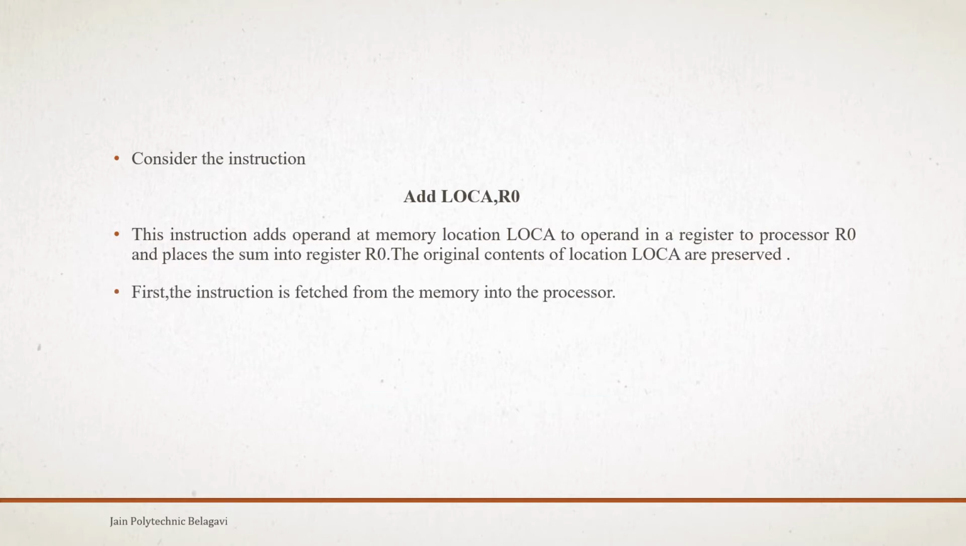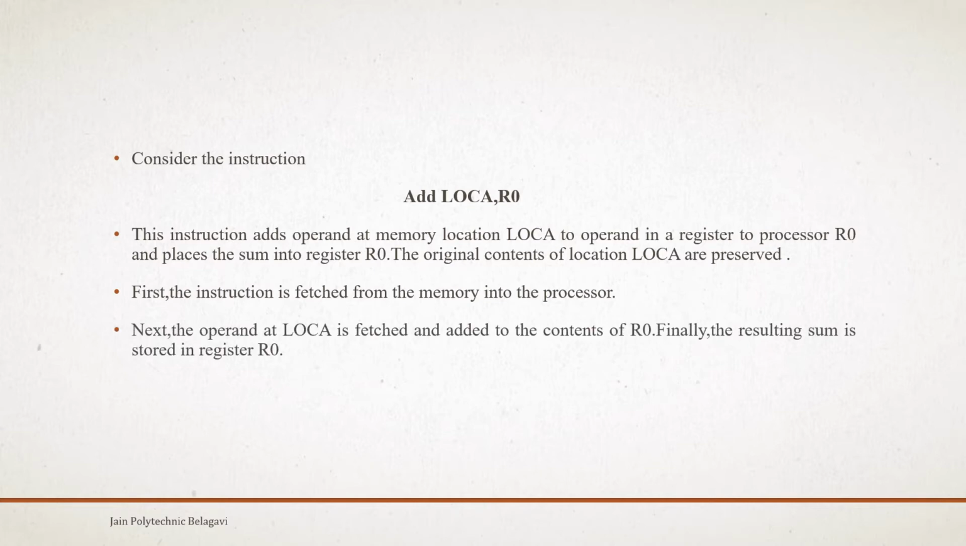So first the instruction is fetched from the memory into the processor. Before the addition, the entire instruction will be fetched from the memory into the processor. After fetching, the next step is to fetch the operand that is present at location A, which is a memory location. Whatever the value or operand is, it is fetched. That operand will be added to the contents of the register R0. Once it is added, the resulting sum will again be stored in the register R0.